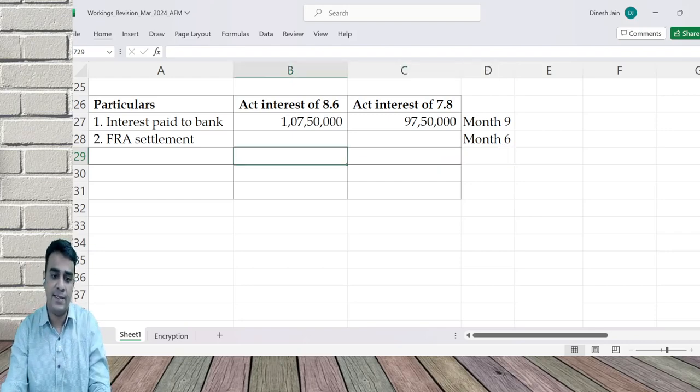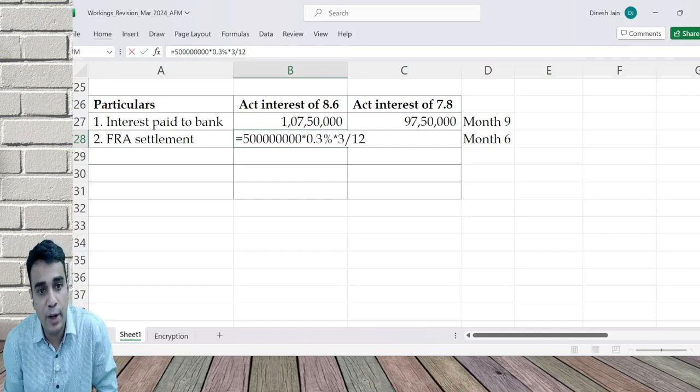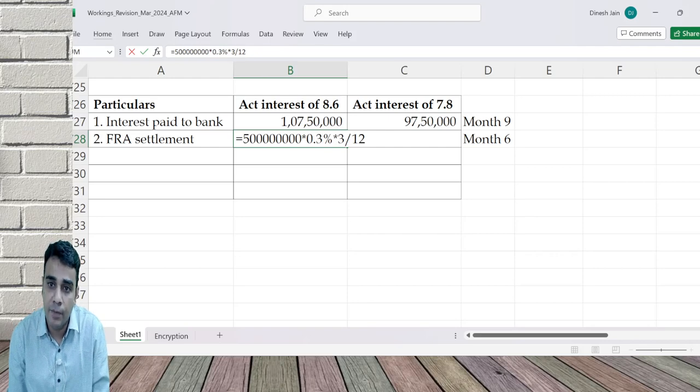Listen, FRA settlement is 50 crore, 0.3%. I will receive 0.3. Why will I receive 0.3? What is the FRA rate? 8.3. What rate did I pay? 8.6. So I need a compensation of 0.3. Wait.